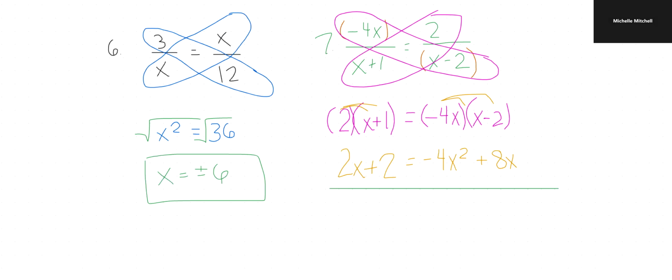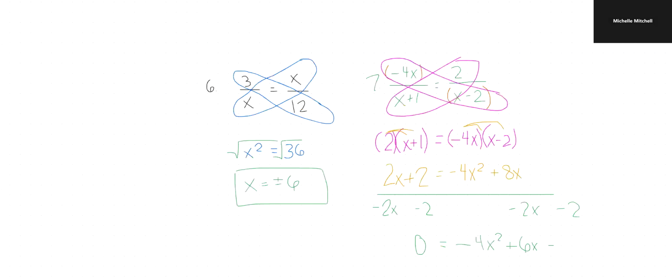So I am going to pull everything over to the right side. I'm going to subtract 2x from here and here, and I'm going to subtract 2. So I will have 0 equals negative 4x squared, and then we have 8x minus 2x plus 6x minus 2.